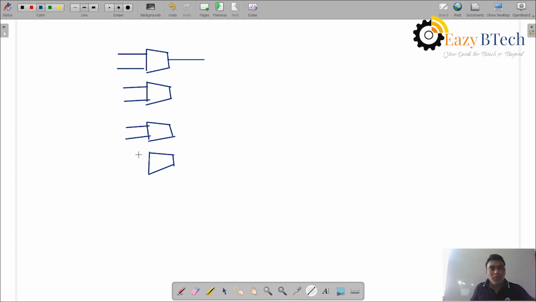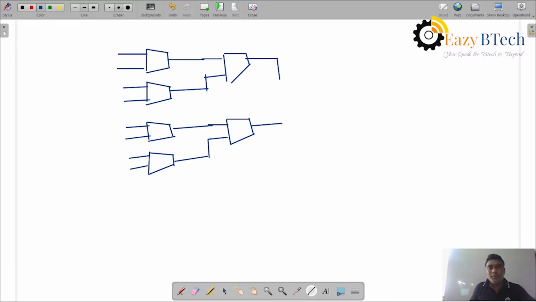Okay, 1 2 3 4 5 and 6. From here, one more mux is taken, and from here one more multiplexer is taken. From here the final multiplexer will be taken, so it will be designed according to the truth table.